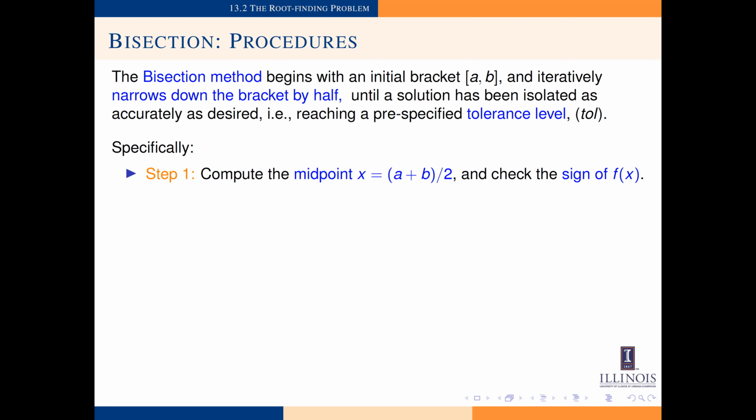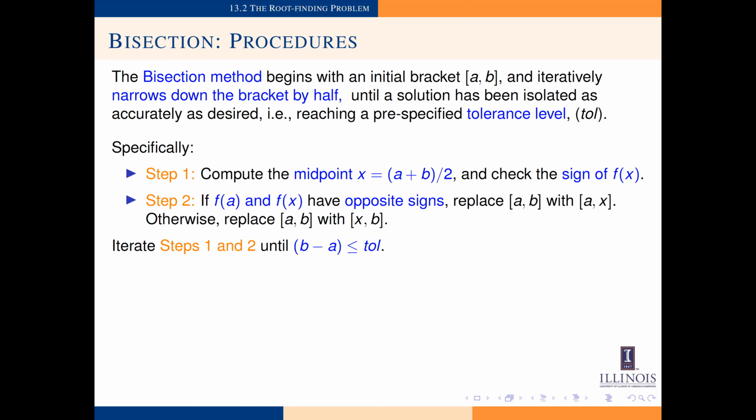In step 1, we compute the midpoint of the interval from a to b. This is given by x equals (a plus b) divided by 2. We will check the sign of f evaluated at this midpoint x and see whether the sign agrees with f(a) and f(b). If f(a) and f(x) have opposite signs, it means that the solution c actually lies in the interval from a to x. So we will replace the bracket [a, b] with [a, x]. Otherwise, if f(a) and f(x) have the same signs, it means that the solution c lies between x and b. So we will replace the bracket [a, b] with [x, b].